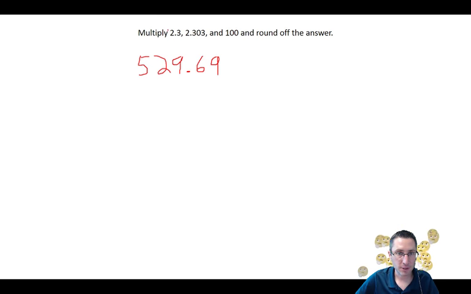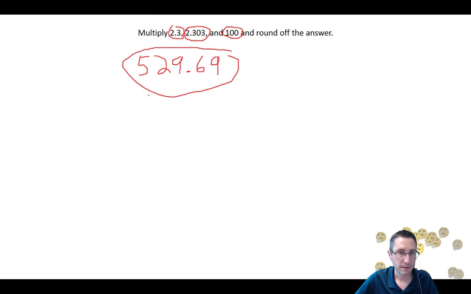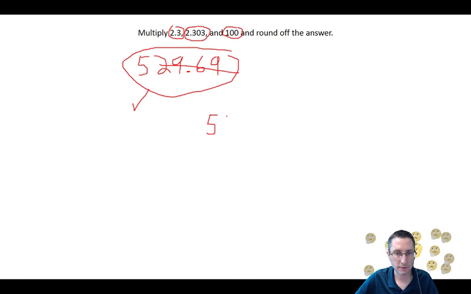So let's count sig figs. 2.3, 2 sig figs. 2.303, 4 sig figs. 100, 1 sig fig. All right, so I can only report this number out to 1 sig fig. 5 is the first sig fig. So I have to drop the rest of the sig figs, but I can't just report 5. So I have to use placeholder zeros and report 500.